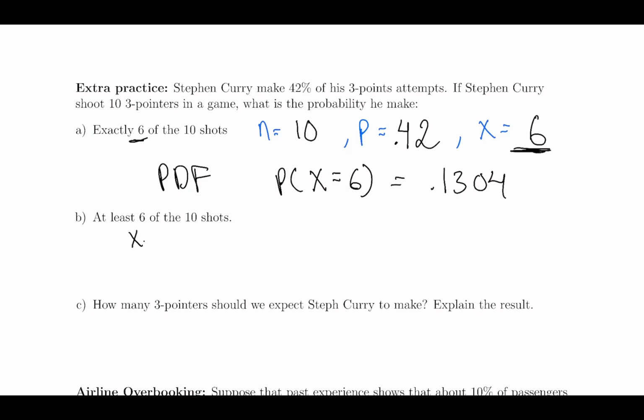So for this one, what should be my X? 6, 7, 8, 9, 10. Cool, 6, 7, 8, 9, and 10. Perfect. So X should be all of those because it says at least 6 of the 10 shots. So that means he can make 6 of the 10, 7 of the 10, 8 of the 10, 9 of the 10, and 10 out of the 10.